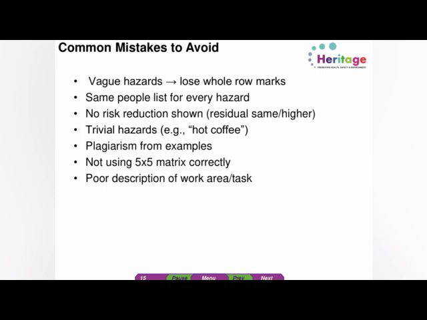8. Poor description of the work area and task in the header. The examiner needs clear context. Avoiding these mistakes is one of the easiest ways to secure a pass. Most people who follow the structure and stay specific pass on their first attempt. Let's now move to the final checks before submission.